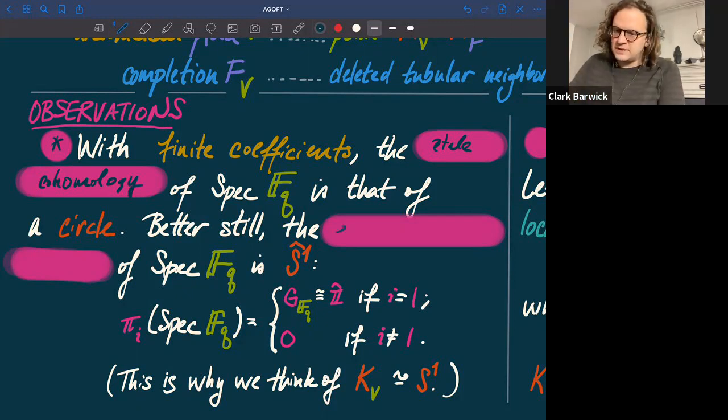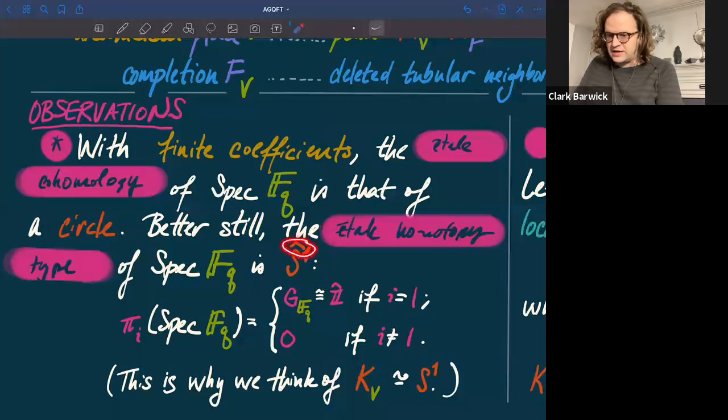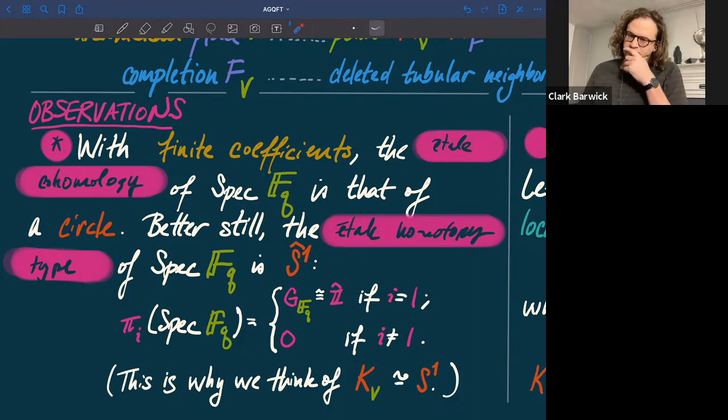Better still, the étale homotopy type of spec of F_q is exactly S^1, except with a little bit of a fudge: I need to profinitely complete these spaces, because that's a standard obstruction in algebraic geometry, so I have to profinitely complete things all over the place. So the étale homotopy type of spec F_q is really the profinite completion of S^1. That means that if I take the étale homotopy groups of spec F_q, then I get a Z-hat in degree 1, and otherwise I get 0.